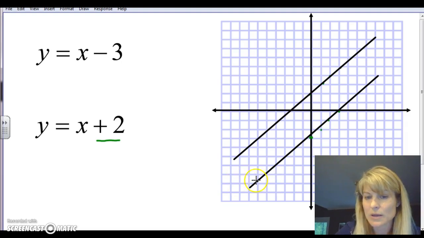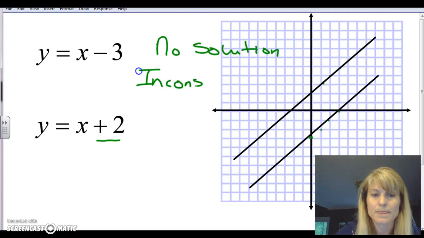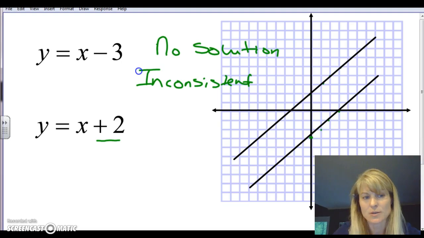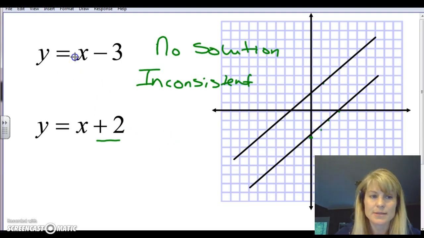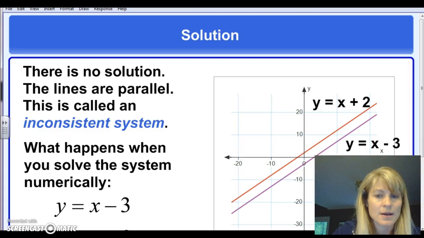Because they're parallel lines, these won't ever cross over each other. So this has no solution. It's called an inconsistent system because it shares no points ever. So we make a little note about parallel lines. If it has the same slope, we can stop because we know it's no solution. There's no points it'll have in common.